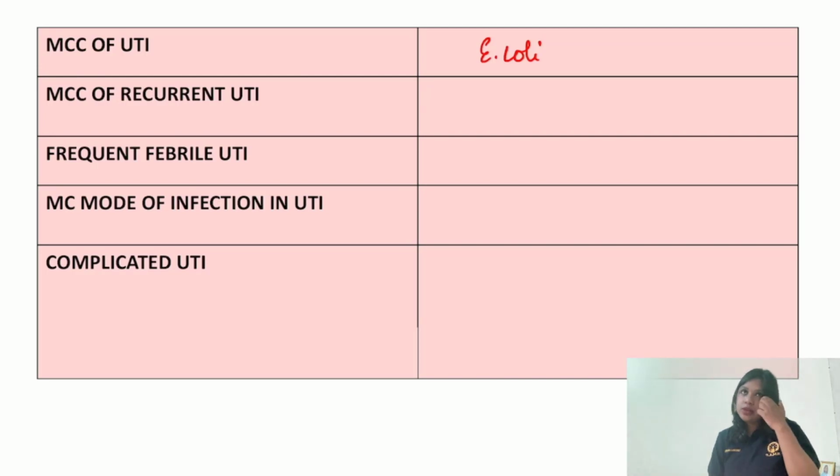And normally in wards, we usually do not go for taking a sample from a catheterized sample or a suprapubic cystostomy. What we usually do is to collect the routine urine for routine examination.